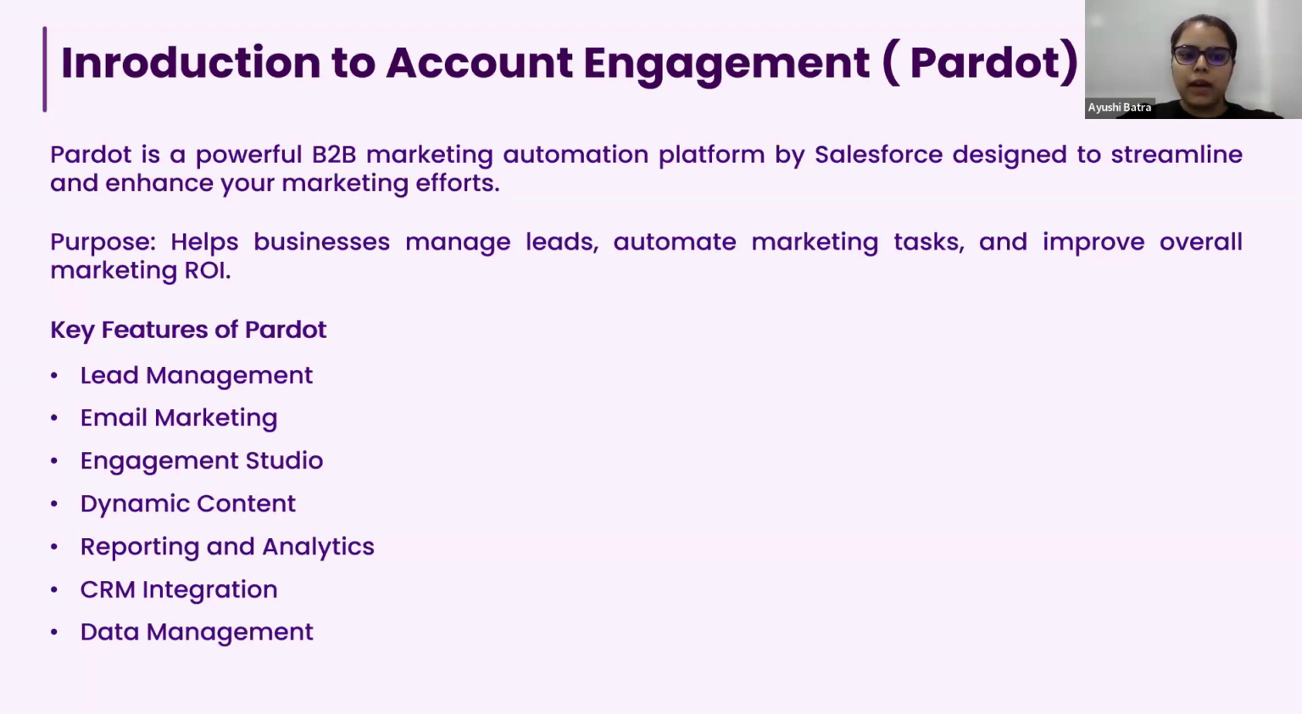What are the key features of Pardot? The key features are lead management. We can do email marketing. We can create different flows in which we can decide user-specific journeys, and based on their actions, we can already define the path of that user. So we can create engagement studios. We can personalize emails and landing pages using dynamic content. Then reporting and analytics give a detailed view, which helps you analyze your efforts and then decide on the next action to be taken.